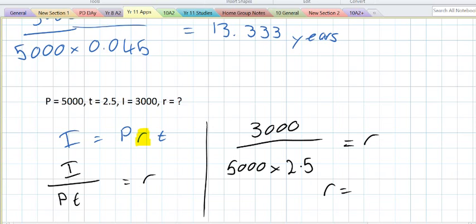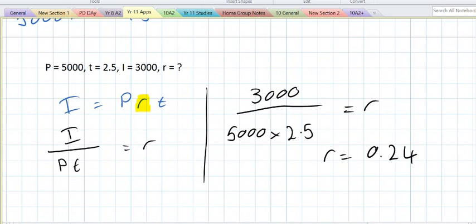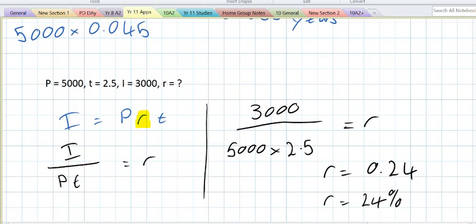Have you guys got it? Yeah, maybe. 0.24? However, that's not quite our final answer, because a rate of 0.24, what is that in percentage terms? 24. Yeah. So our rate is 24%, which you might possibly get if you invest in the share market, but not in the bank.